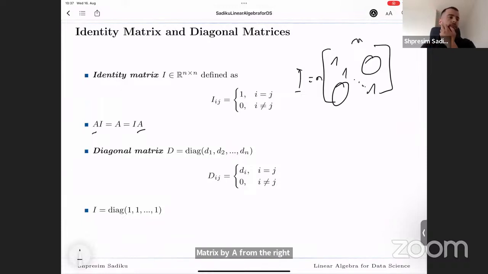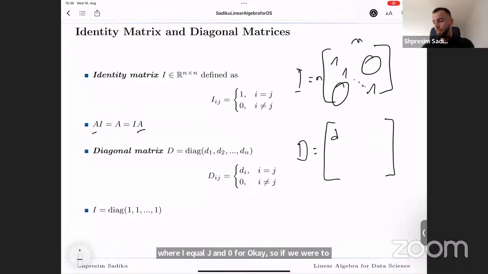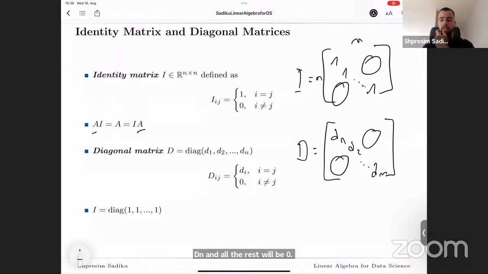Another very important definition is the definition of a diagonal matrix, which is defined as D_ij, where we have an entry d_i for all the indices where i equals j and 0 for other entries. If we were to represent this as a matrix, this would simply be d_1, d_2, up to d_n, and all the rest will be 0. It is easy to see that the identity matrix is simply a diagonal matrix of n ones. So instead of d_i's, we would have only ones.